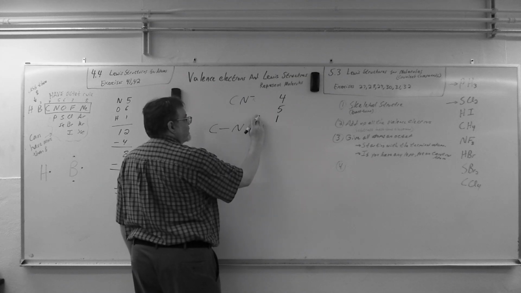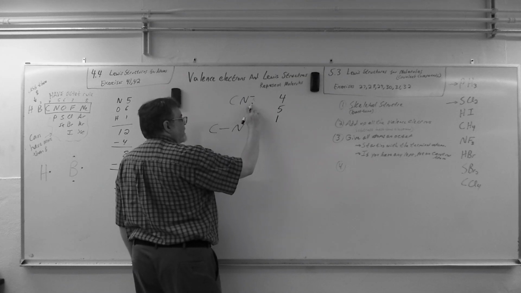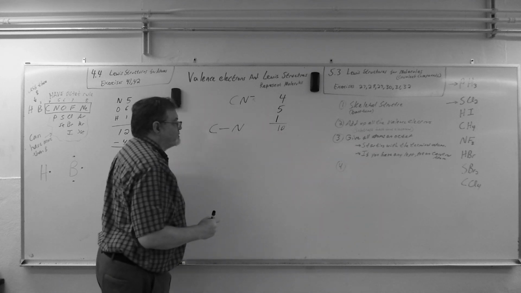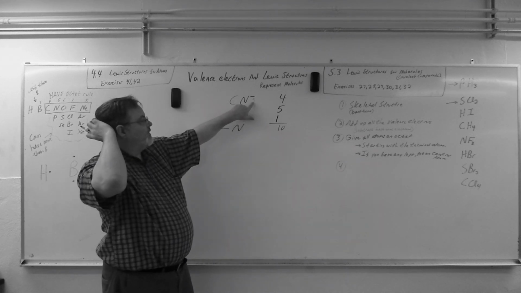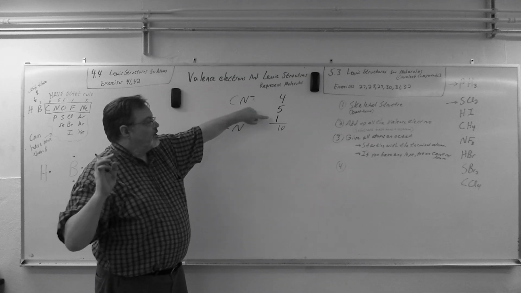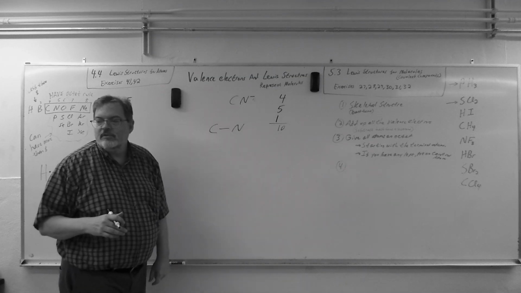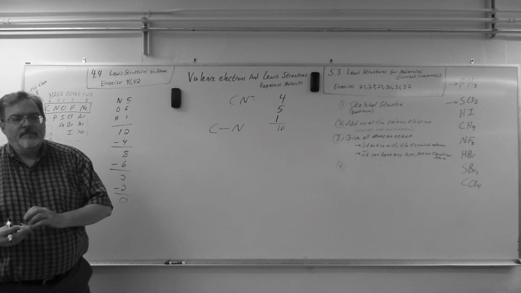If it was -2, I would put a 2 here. If it was -3, I'd put a 3 here. If you add those up, you get 10 electrons. So that's my point. Whatever this charge is, the negative charge, you're going to add that many extra electrons to this tally of electrons. You see that?